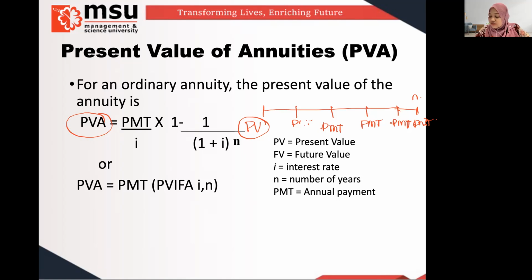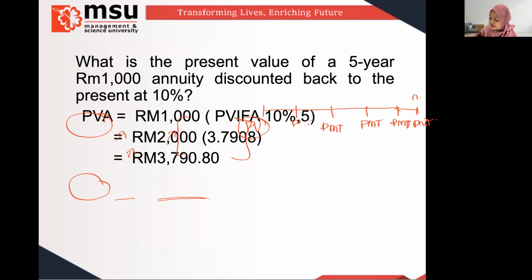If you want to calculate using the formula, the formula would be payment divided by I, multiplied by 1 minus the answer of 1 divided by 1 plus I to the power of n. All right. So this formula is a bit complicated. Instead of using the formula, you can just use the financial table. So PVA, present value of annuity, is payment multiplied with PVIFA, I and N.